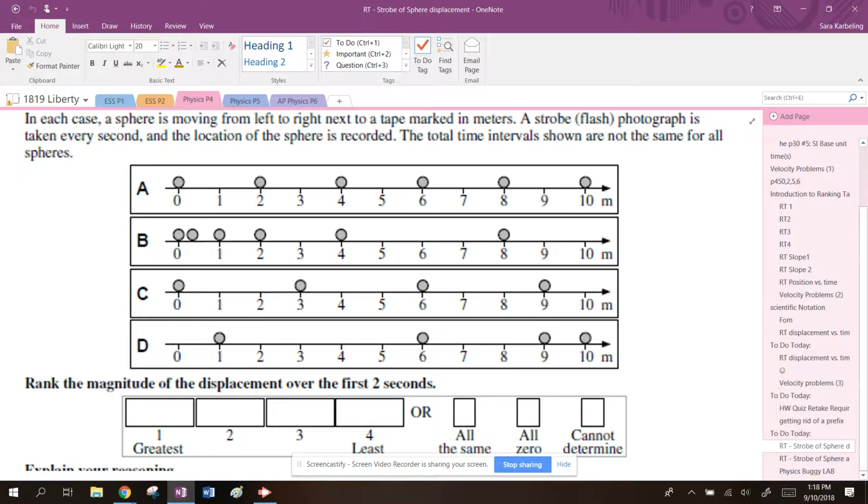Is that fair? The task for this one says to rank the magnitude of the displacement over the first 2 seconds. Rank the magnitude of the displacement over the first 2 seconds. So take a look at these pictures. I'm going to let you work by yourself first. Then I'll let you discuss in a moment. But right now, just look at it. See if you can figure it out. Go, go, go. So you and your brain first, and then I'll let you discuss.